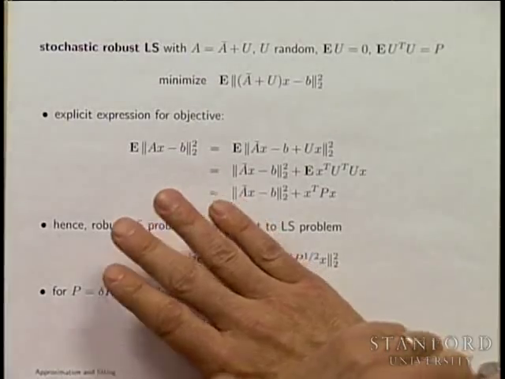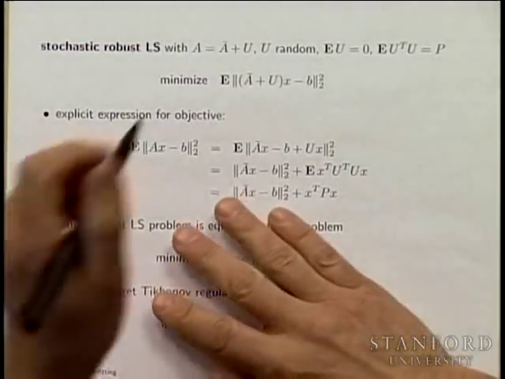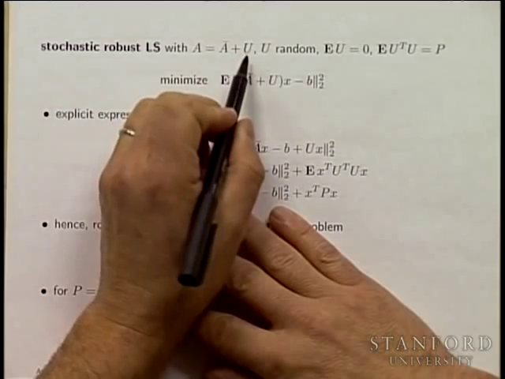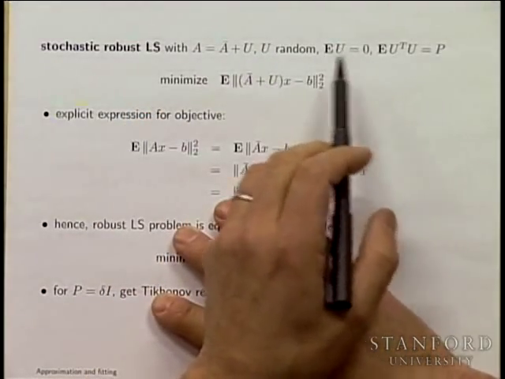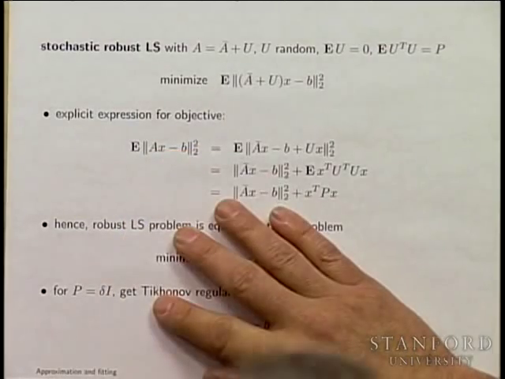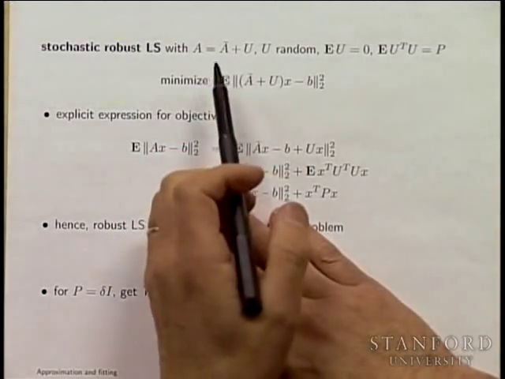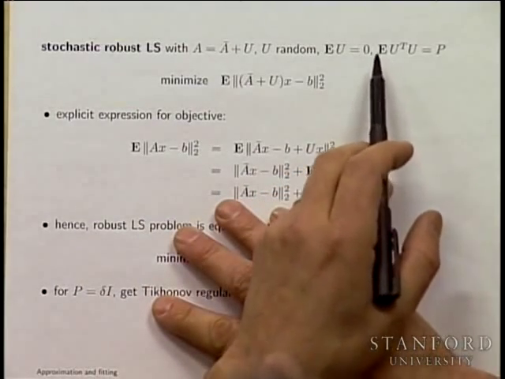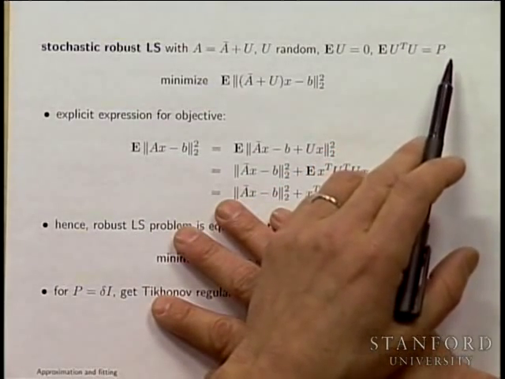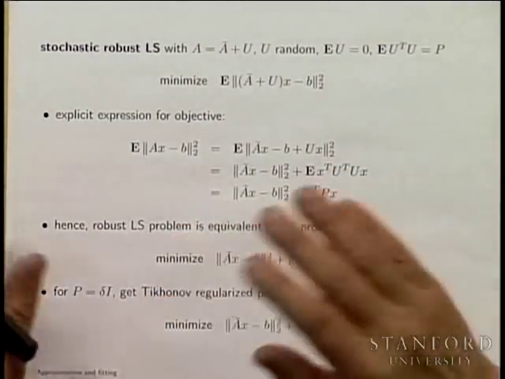So, let's look at a couple of these and see how they work. The stochastic robust least squares is actually kind of easy. Let's take A as A bar plus U, where U is random with zero mean, because if it didn't have zero mean, I could plug that into A bar. So in particular, the expected value of A is A bar. And we'll have the expected value of U transpose U is P. That's actually all we're going to need.